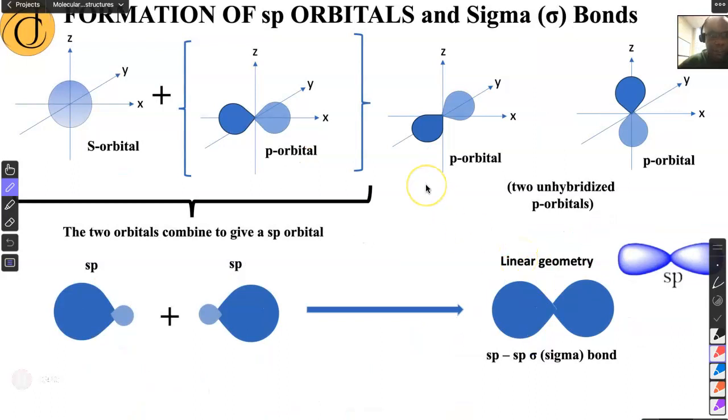Okay, if you combine an s with only one p, you will get an sp orbital. When you combine those two sp orbitals, you're going to get this kind of structure which has a bond angle of 180. So sp will always give you 180.